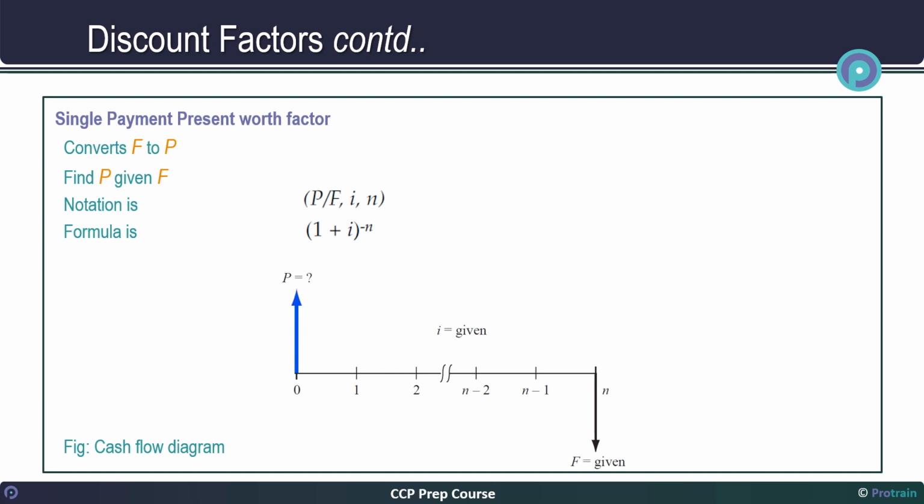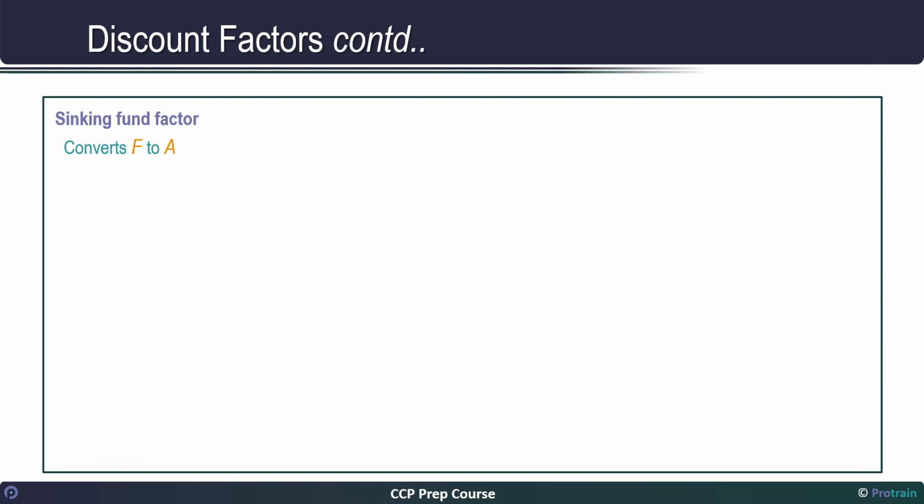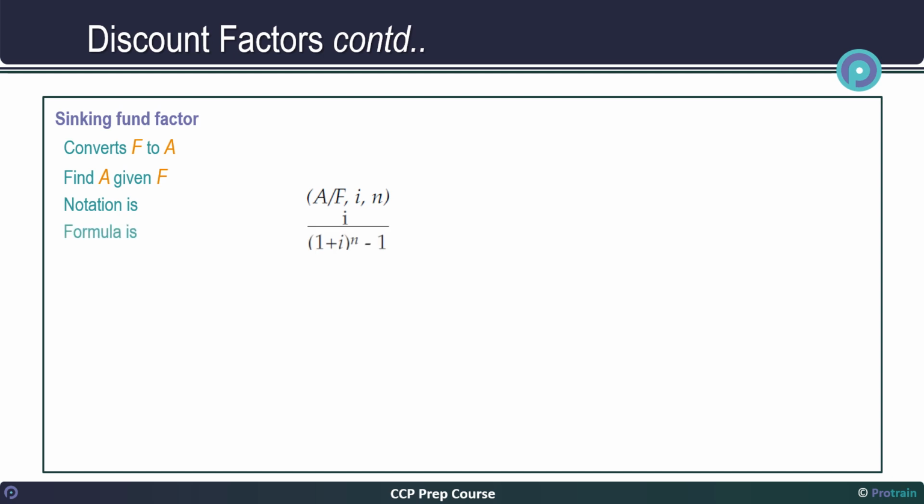The third factor is sinking fund factor. This factor converts future value to annuity or equivalent uniform annual worth. In other words, it helps us find A when F is given. The notation is A by F, I, N. Formula is I divided by (1 plus I) to the power n, minus 1.